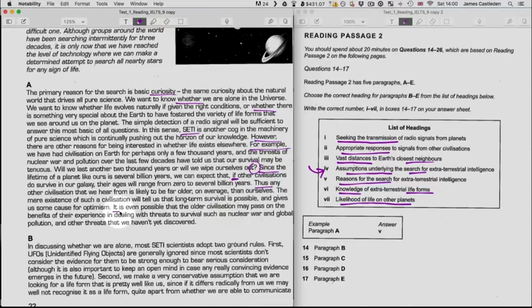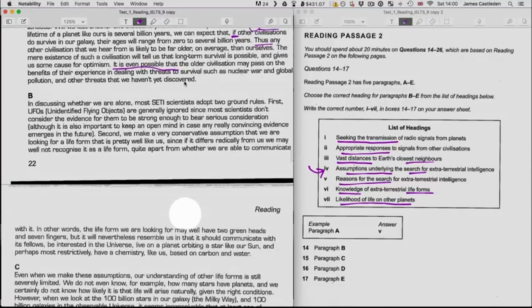If this is a focusing phrase, it is impossible that. Okay, let's go down. In discussing whether we are alone, most SETI scientists adopt two ground rules. Okay, that's going to be quite important. First, UFOs, although. Second, so these two, this type of listing is very important.